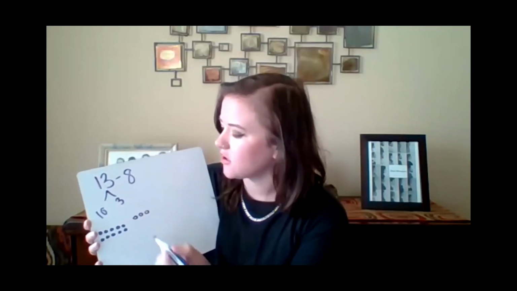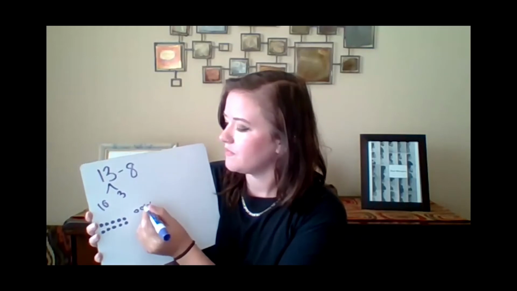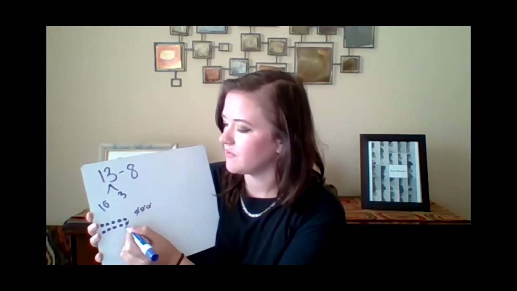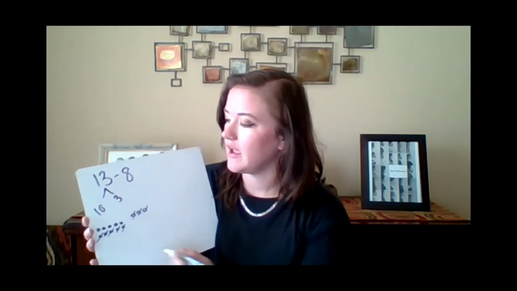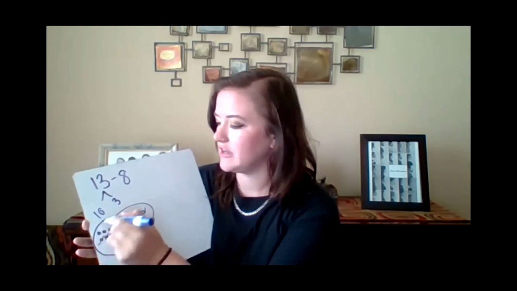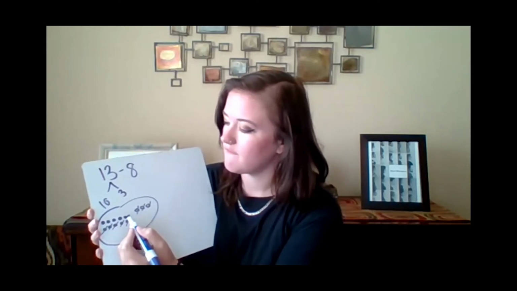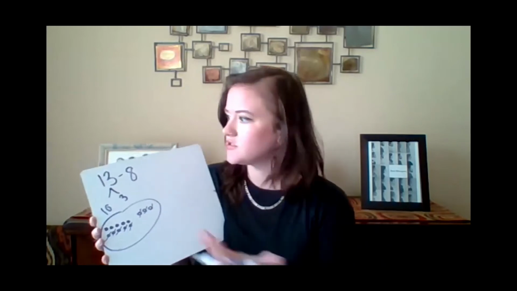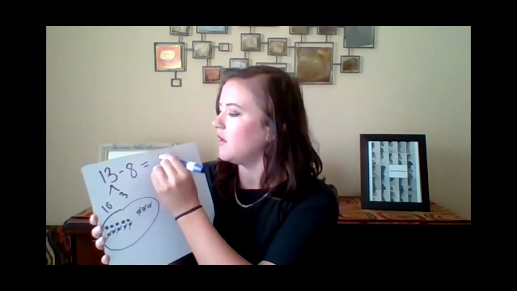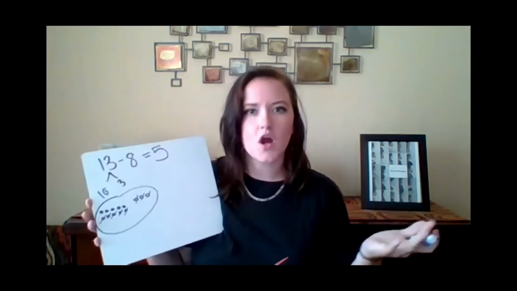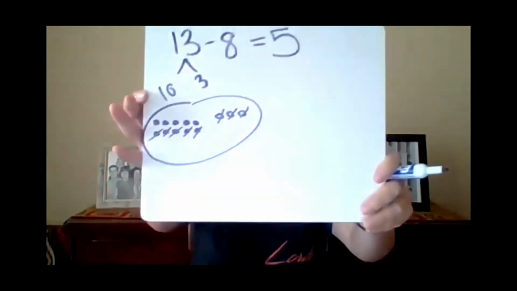All right, so we're going to be taking away how many from 13? 8. So let's start crossing off. 1, 2, 3, 4, 5, 6, 7, 8. So if we had 13, we crossed off 8, how many are left? 1, 2, 3, 4, 5. Nice job. So what's our answer? It's 5. Incredible job. I know you guys are crushing it. All right, let's do one more.